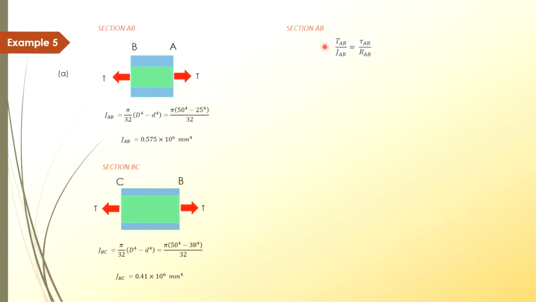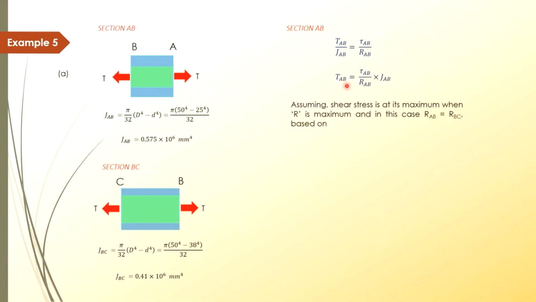For section AB, we take T over J equals shear stress over R. We assume the shear stress is at its maximum when R is maximum, so we are taking this to be maximum for this section. So we have 70 times 10 to the power of 6, that is the shear stress, and the maximum radius for this part is 50 millimeter, multiplied by JAB, the polar moment of inertia of section AB. So you will find the torque of 805 Newton meter for this section.